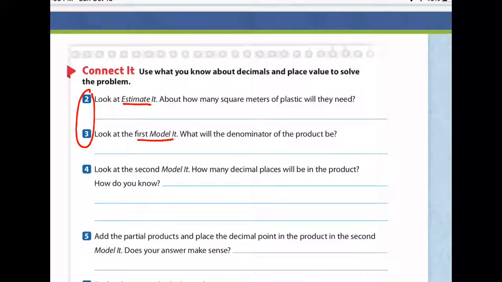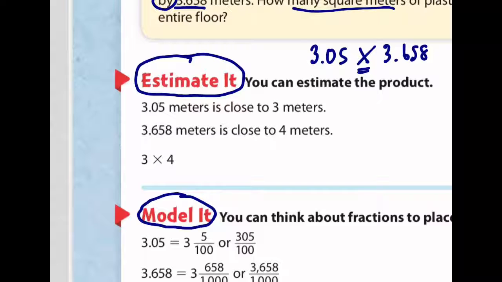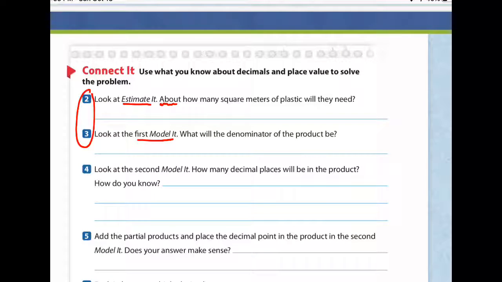Okay, let's see how you did for 2 and 3. So 2 says look at estimate it about how many square meters of plastic will they need. So if I go back over to the estimate it, here's what they said. They said 3.05 is about 3. 3.658, because that 6 is 5 or higher, rounds up to 4. So you will need about 3 times 4, or 12 square meters of plastic. So going on back to this page, how many square meters of plastic will they need? About 12 square meters. All right, if you didn't have square meters, make sure you label it. Now, if you had that, so far, so good.